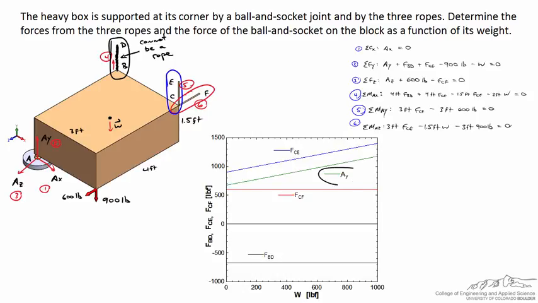If I add AY, the vertical reaction of the ball and socket joint, we see that it supports more and more weight as the weight of the box is increased. And in all cases, we find that AX is equal to 0 and AZ is equal to 0.